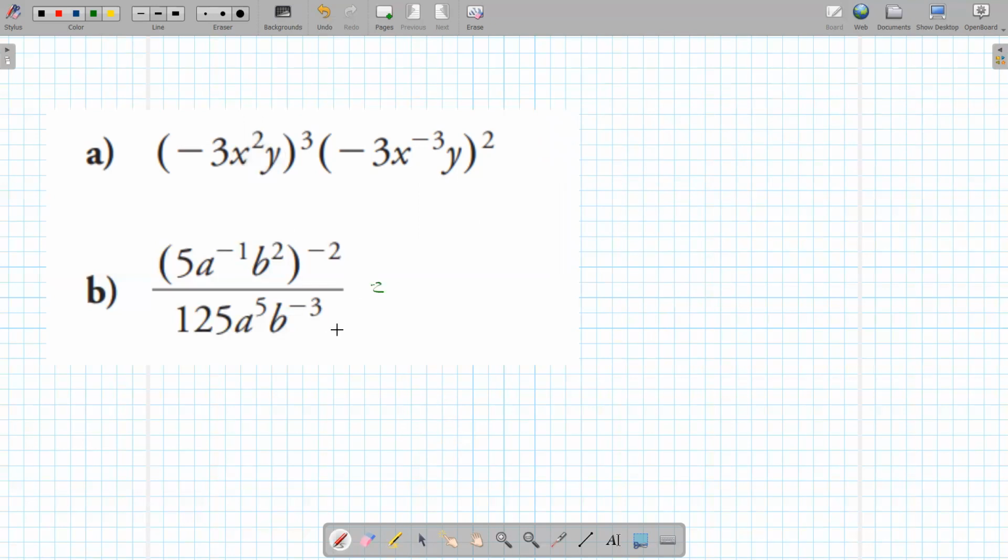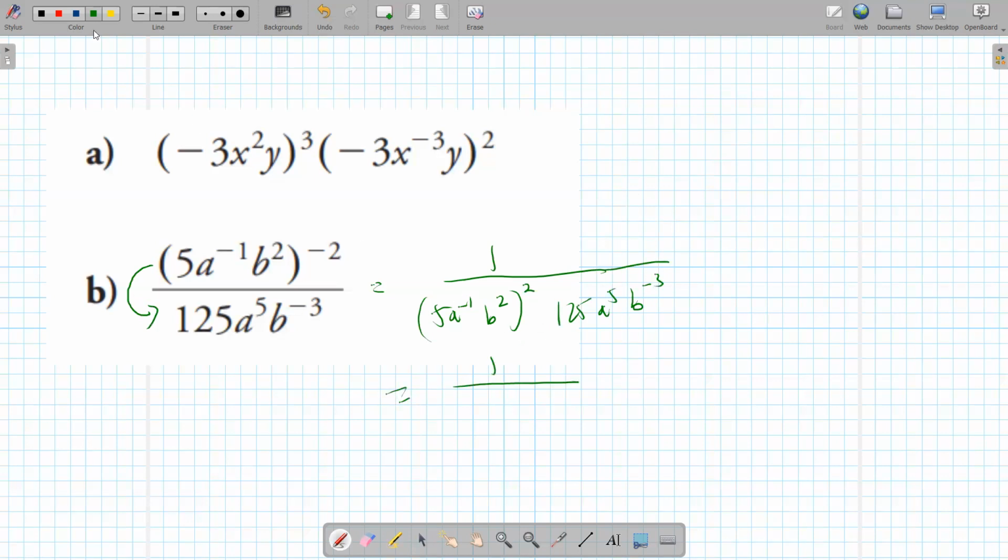B is also going to be very simple. Step 1, we don't like negative exponents. We're going to toss it into the denominator. Toss the entire thing because that negative exponent applies to the entire thing in there. The actual denominator, we can't do anything with it. Now, if you open this bracket, what do you get?